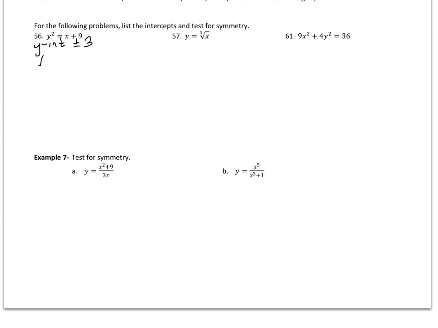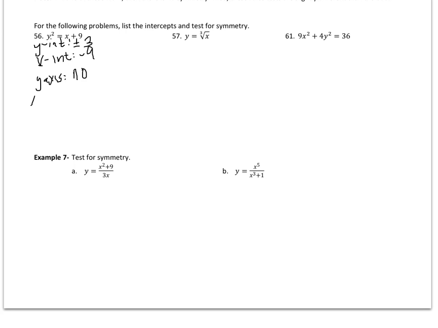Okay, what about the x-intercept? So for the x-intercept, I make y 0, and I get x is negative 9. Okay? All right, now let's test for symmetry. So let's test for y-axis symmetry. Again, for y-axis, I plug in negative x for x and simplify. If I plug in negative x there, do I get the exact same equation? No, I don't, do I? So there's no y-axis symmetry.